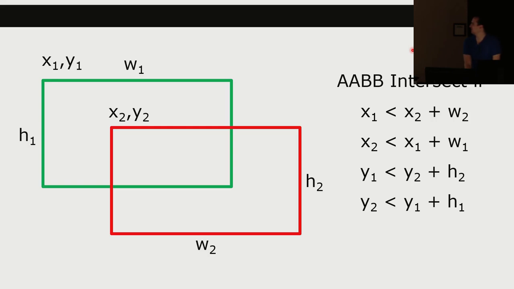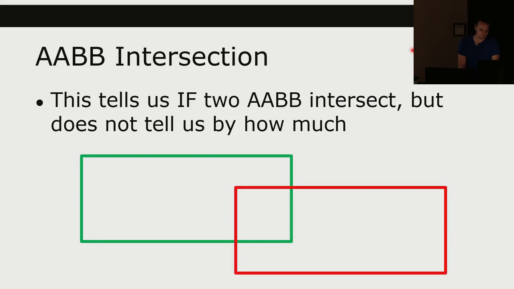This will tell us if the first thing and the second thing and the third thing and the fourth thing are true. If any of those are not true, then there is not a horizontal overlap, or there is not an overlap of the two AABBs. So this tells us if the two things intersect, but it doesn't tell us by how much. I want to know the area of this. I'm sure you could all figure that out, but let's do it anyway.